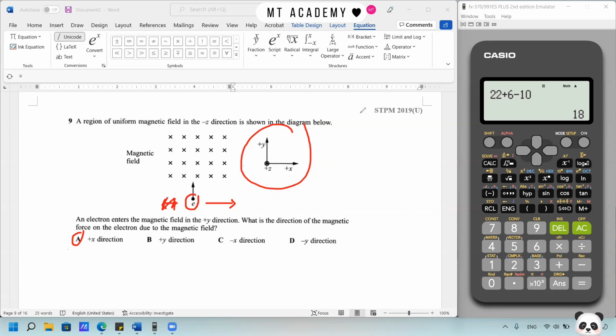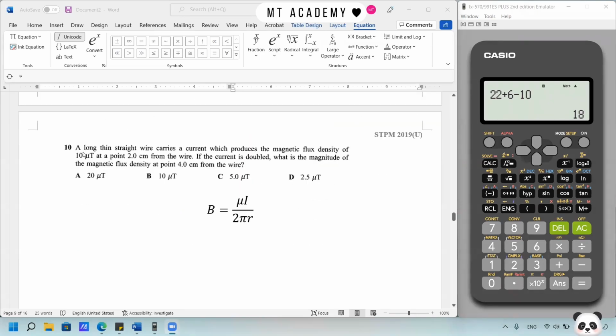So moving on to question 10. A long thin straight wire carries a current which produces the magnetic flux density of 10 microtesla at the point 2 centimeter from the wire. If the current is doubled, what is the magnitude of the magnetic flux density at 4 centimeter from the wire? So we can see there are two variables that are changed. First, the current is doubled, and you can notice the distance is also doubled.